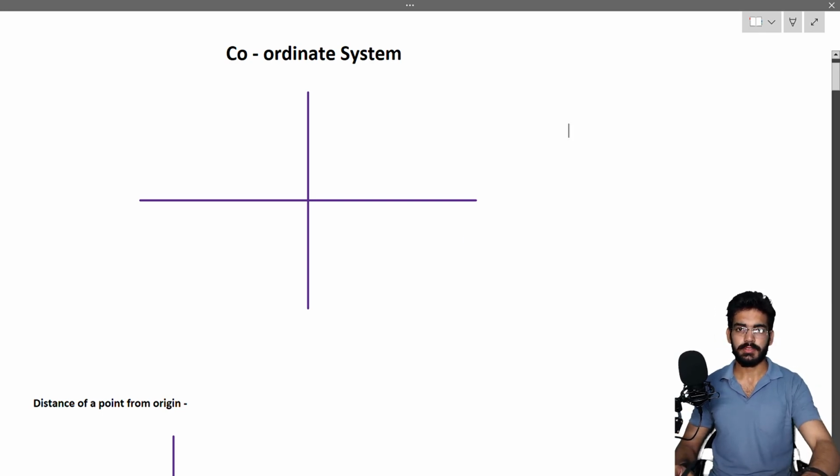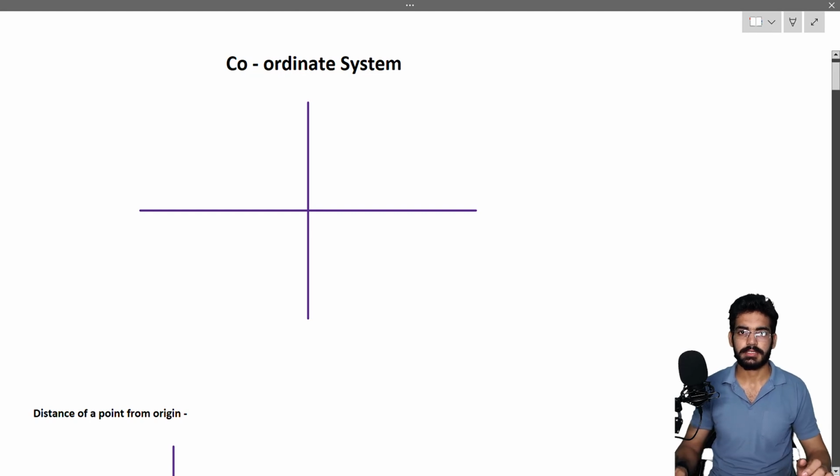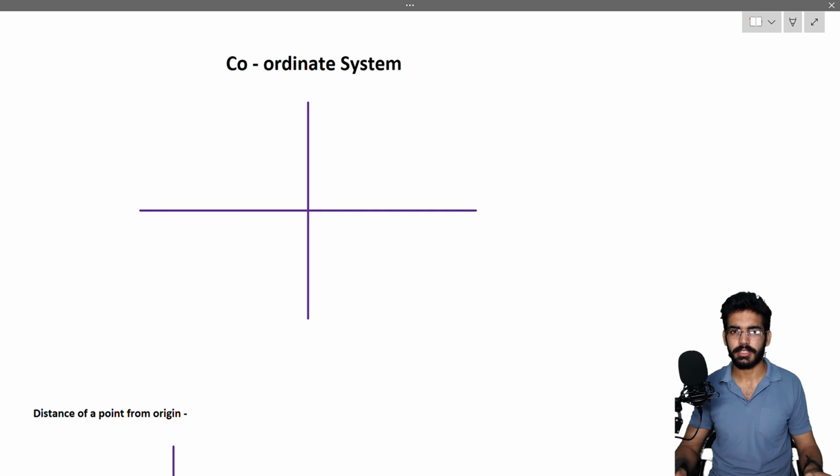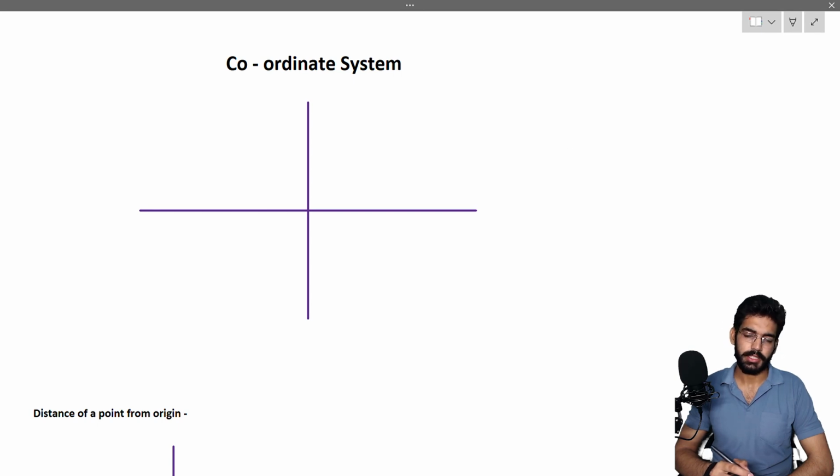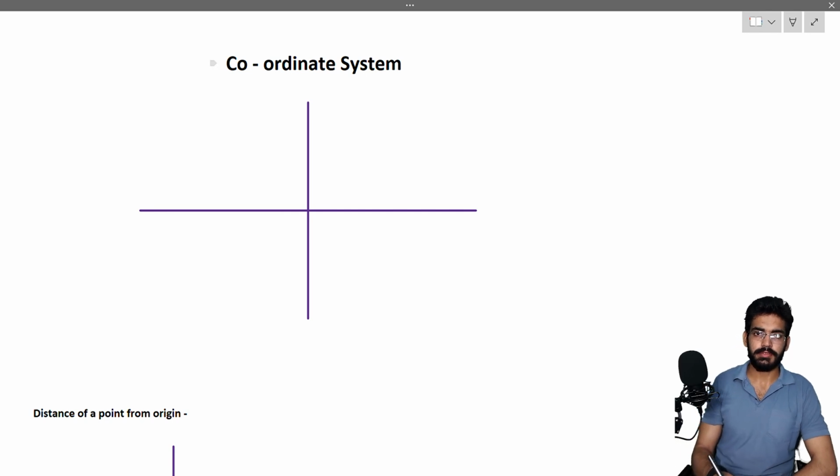Hello everyone. Now we are going to start with our next topic, that is coordinate system, or we can name it coordinate geometry also. Here we're going to see things like straight line and basic coordinate geometry, how to calculate distance between two points, distance from the origin, and this is going to be the basic point in this video.